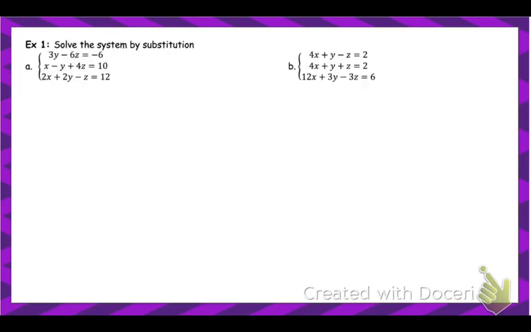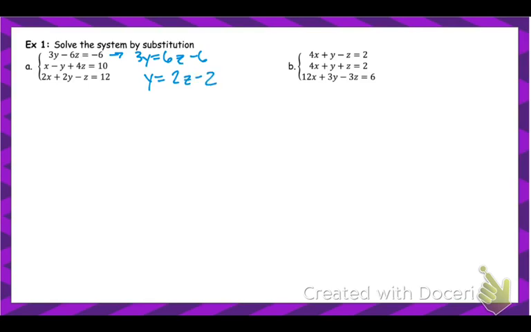Alright, so there are multiple methods we can use to solve these. The first one we're going to look at is substitution. Substitution is probably the easiest method if one of your equations has only one variable, or if you just have fewer total variables in your system. Very similar to what we did with two variable systems, we're going to solve for one of my variables. So I'm going to go ahead and solve this first one for y. So 3y equals 6z minus 6, so y is going to be 2z minus 2.